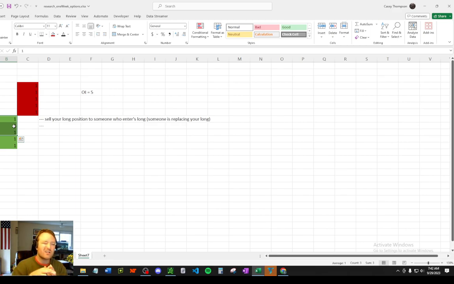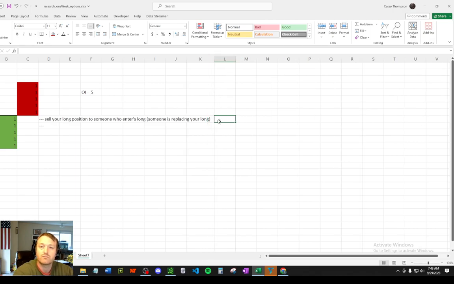I'm long, I sell to exit. I'm exiting my position, so I sell to someone who buys to go long and just replaces me. The same guy is probably still short, but it's not me on the hook anymore. I passed it to someone else. That's when you sell to someone who wants to have your long position. What happens to open interest? Nothing. The only thing that changes is you get out of the picture, but someone else took your place. That contract's still going. So open interest is no change.